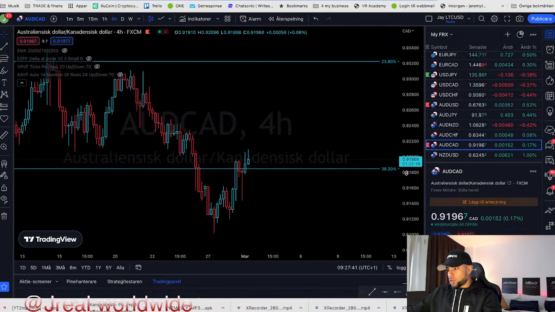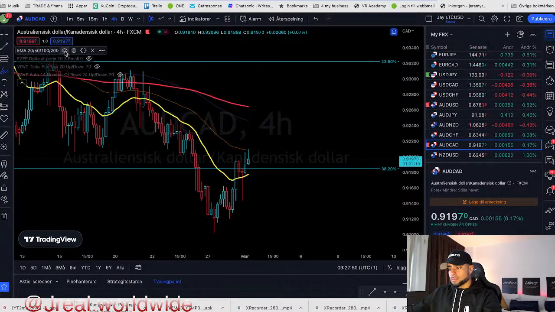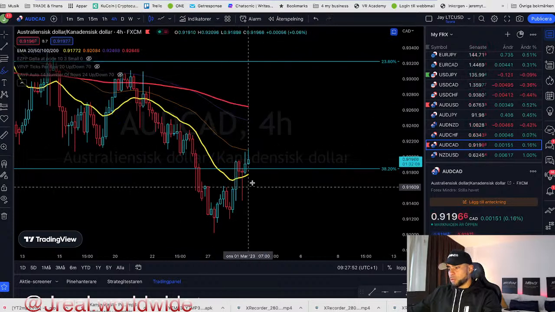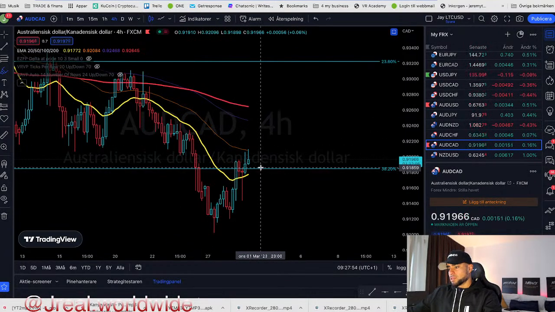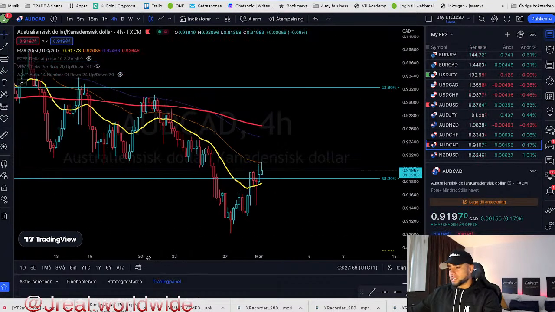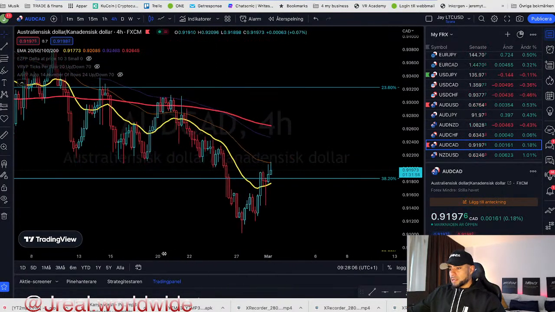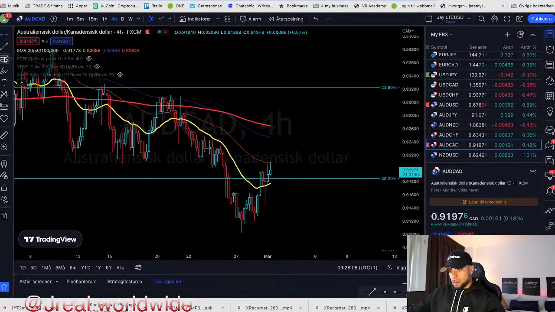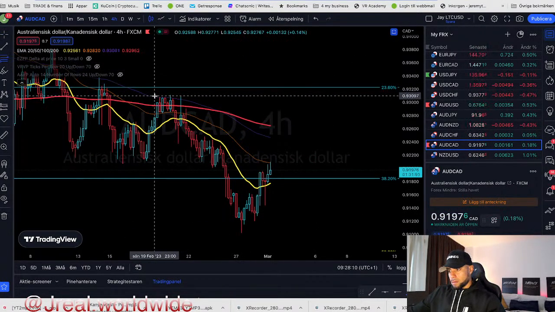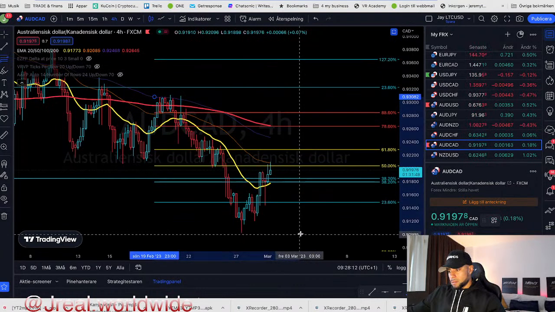So we have support from the 38.2 Fibonacci retracement. We want to know that. This is our support, which confluences perfectly with the 20-day EMA support here. What that tells us is that the support got confirmed. So now it's even stronger support there. And let's do this.